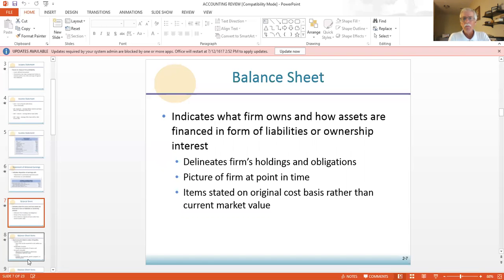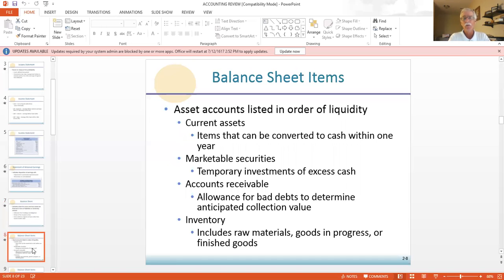This point-in-time measurement shows us whether or not we have financial strength or financial weakness. If we have assets that are much larger than our liabilities, then we're going to have a large amount of owner's equity. If we had liabilities that exceeded our assets significantly, then we would have negative equity. So the balance sheet helps us look at our financial condition.